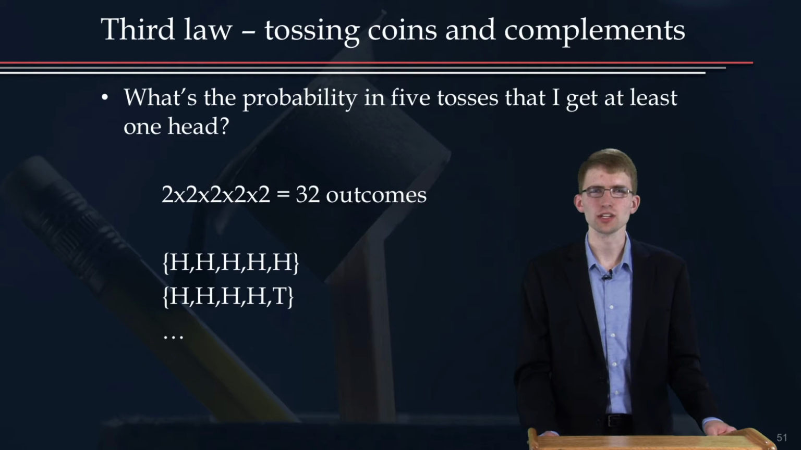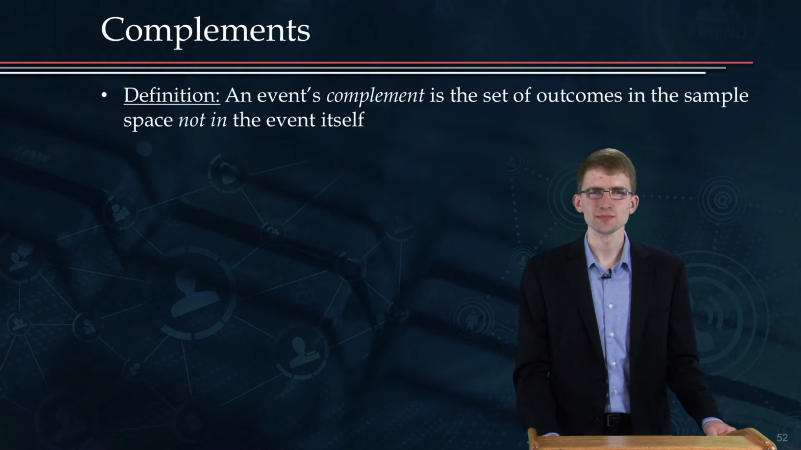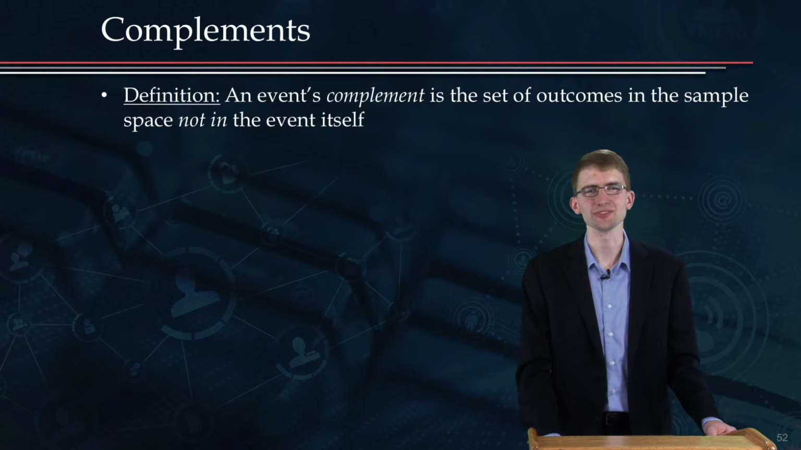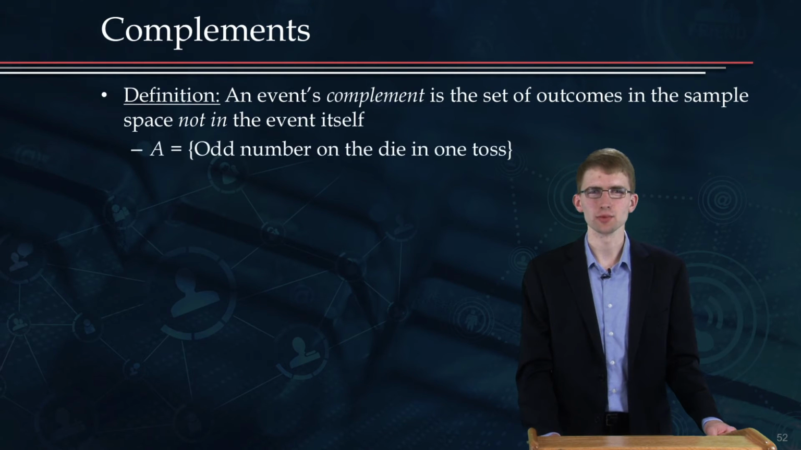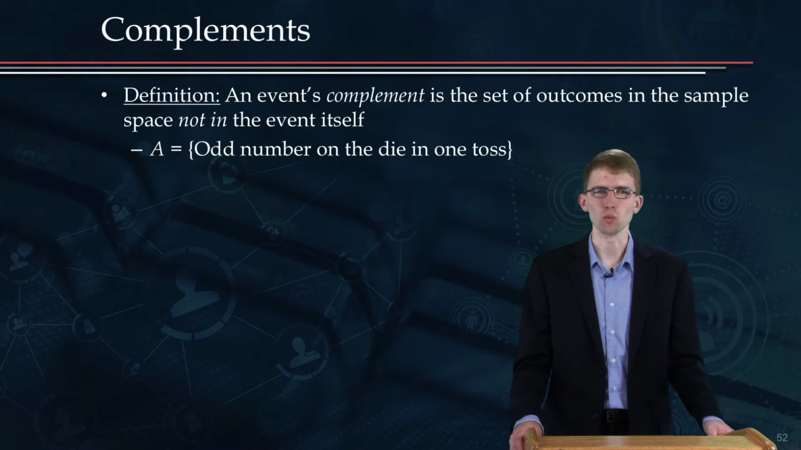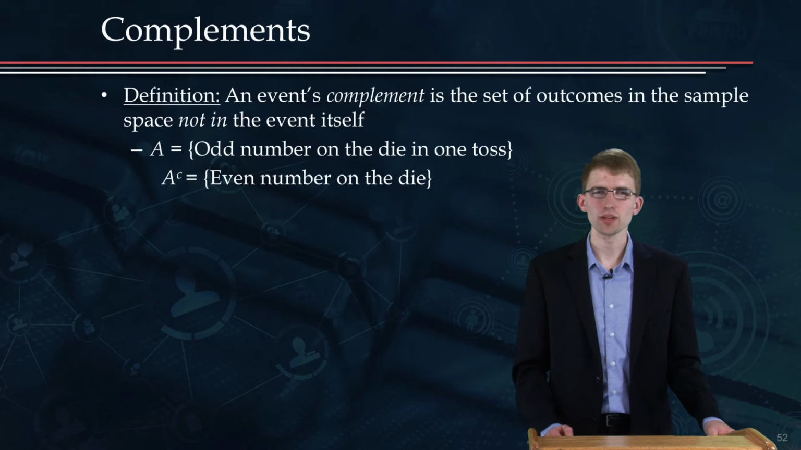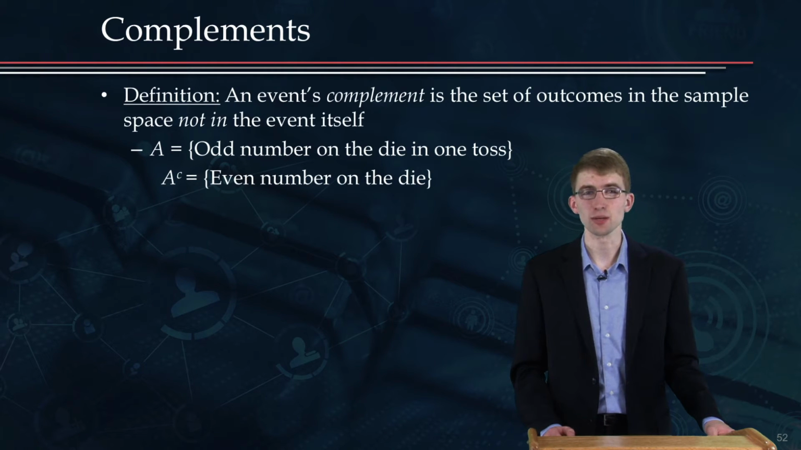Let me introduce the concept of a complement. A complement of an event A is just all of the outcomes that fall outside of that event. A simple example is in rolling a die. If the event of interest is that you roll an odd number, then the complement of this event is that you roll an even number. It's everything that's in the sample space but outside of your event.